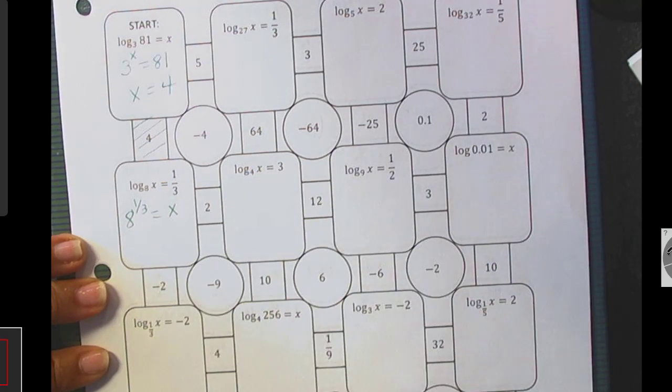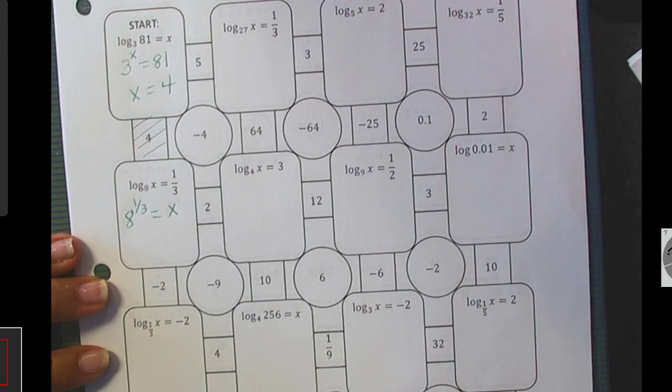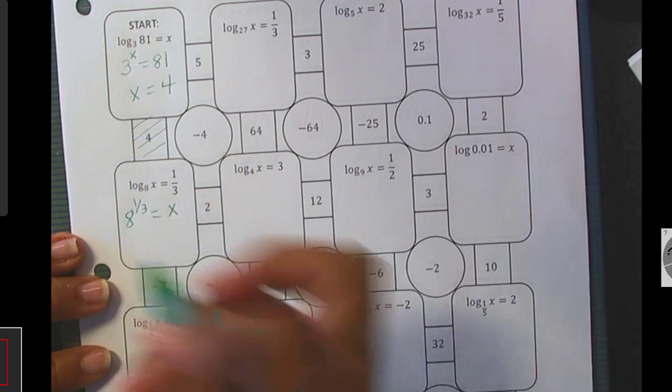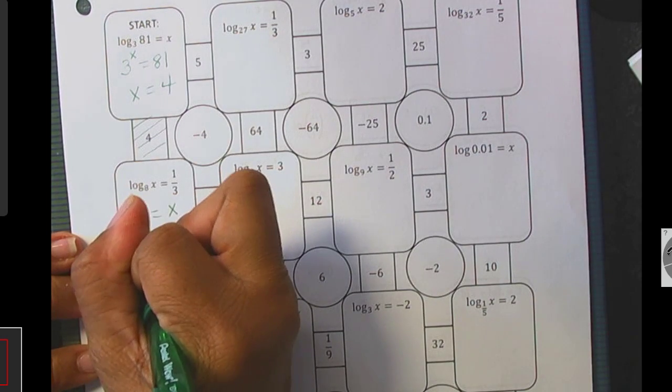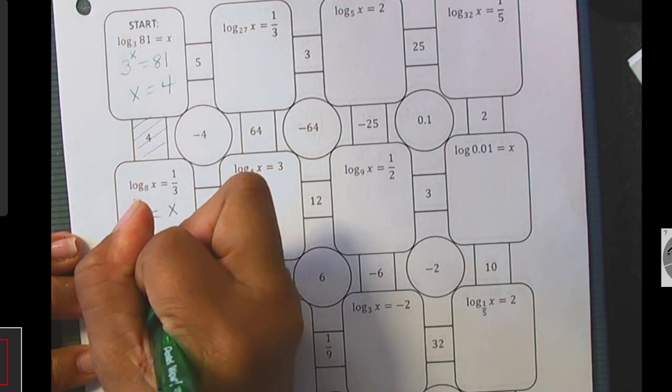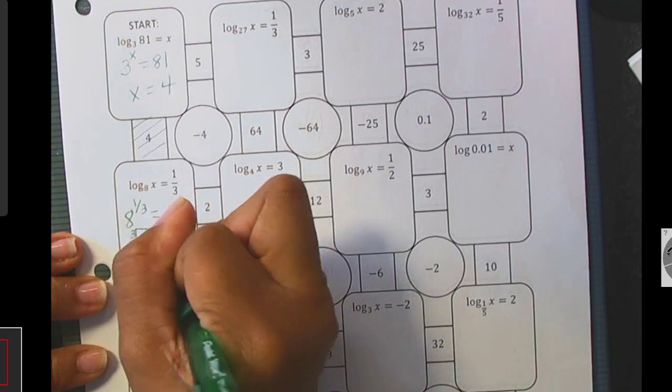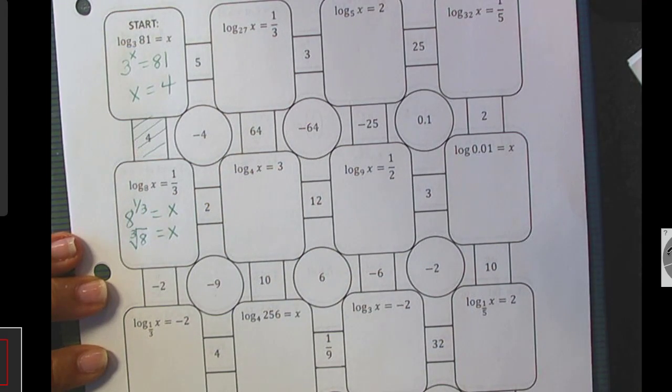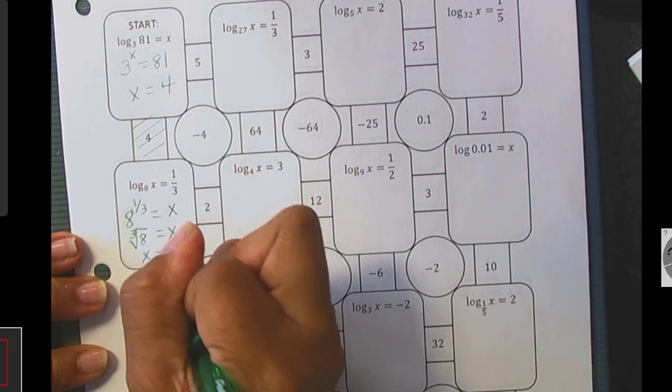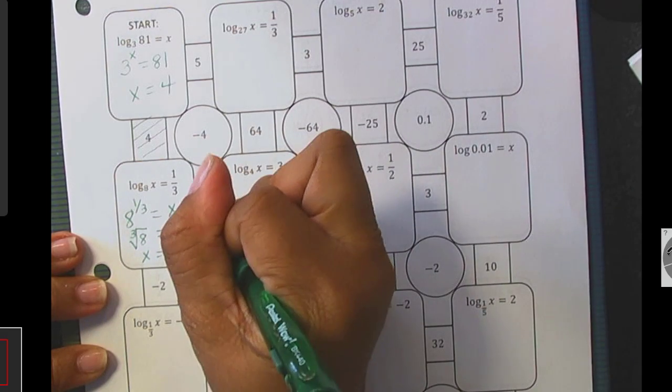What's another way to write 8 to the 1/3? The cube root of 8. Very good, using our exponent rules. And so x is equal to what? 2. All right, so we're going to go to the right.